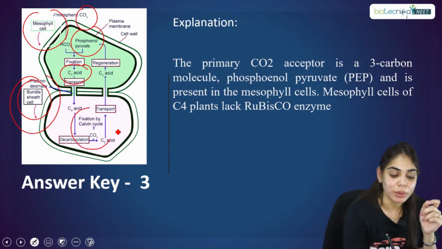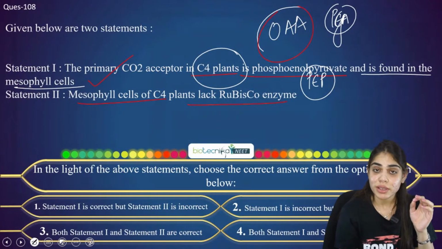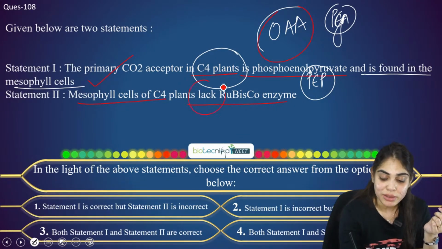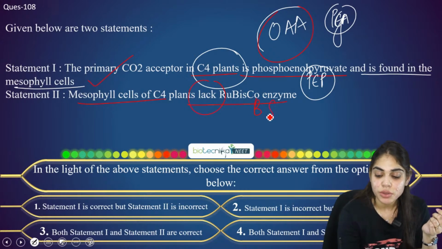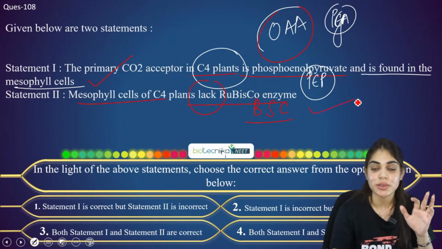So where will Rubisco be present? In the bundle sheath cell, not in the mesophyll. So this statement, that mesophyll cells lack Rubisco enzyme, is true, because Rubisco is present in bundle sheath cells. So both the options are correct. We have also seen the pathway.